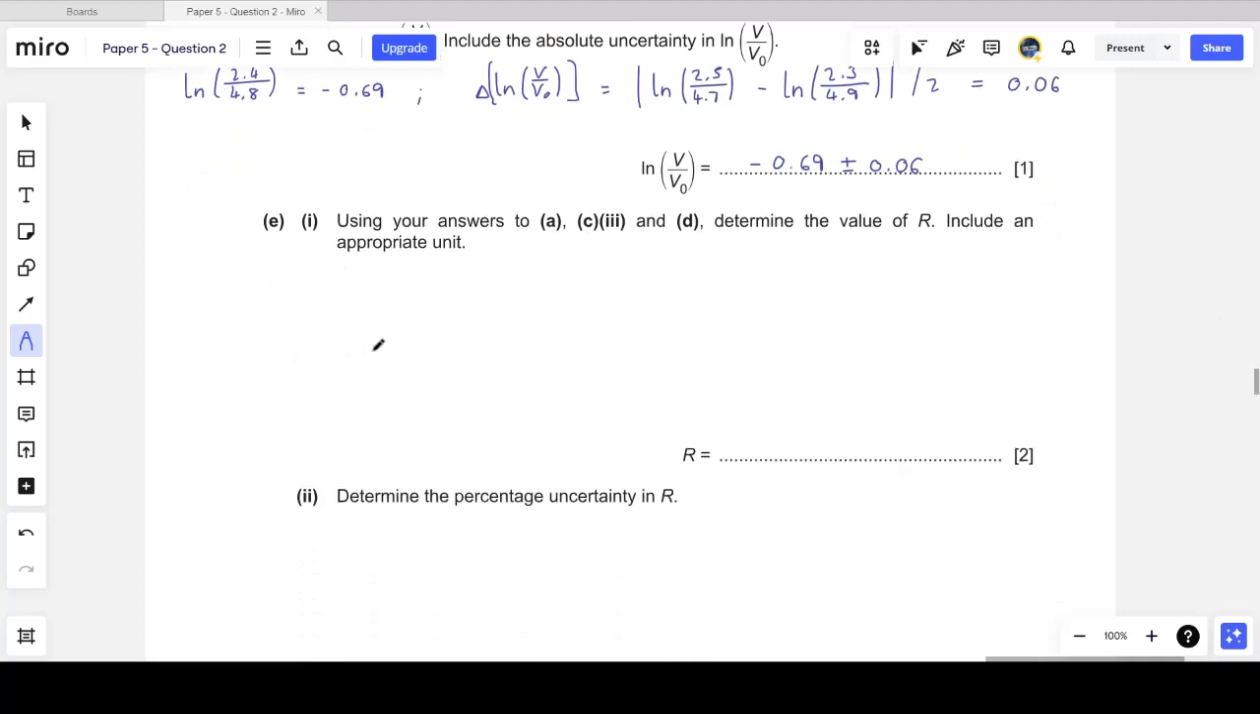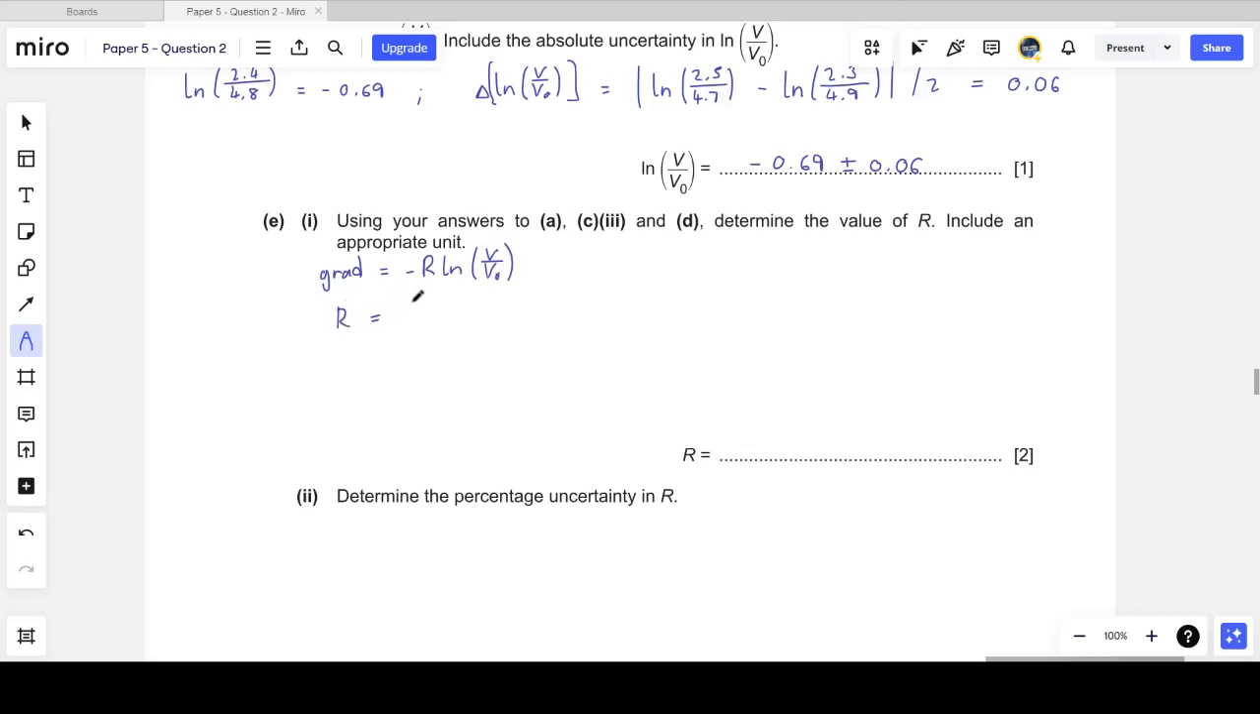We are now told to use our answers to A, C3, and D to determine the value of R and include an appropriate unit. Okay, so there's quite a lot of things we need to do. Well, what we can do is immediately say that the gradient, which we already mentioned before, is minus R times the log. I'm just going to say log from now, but you know I mean natural log. The log of V over V0.